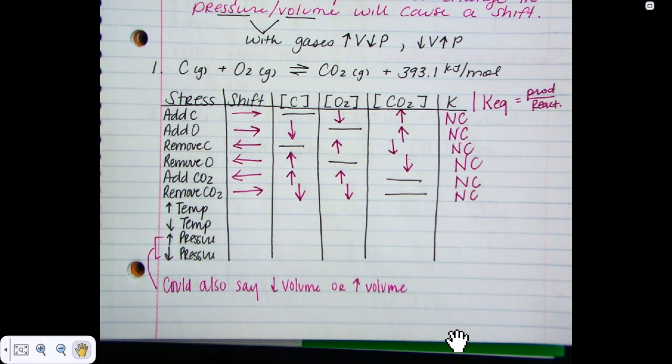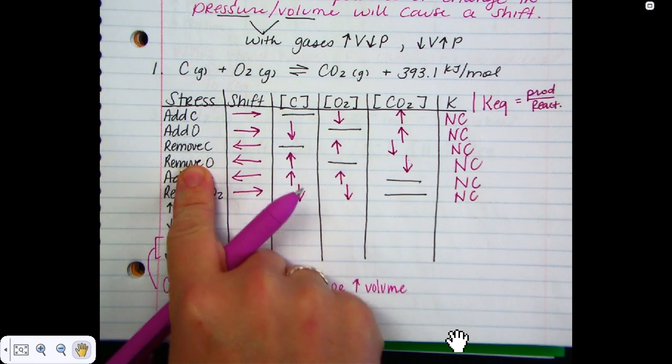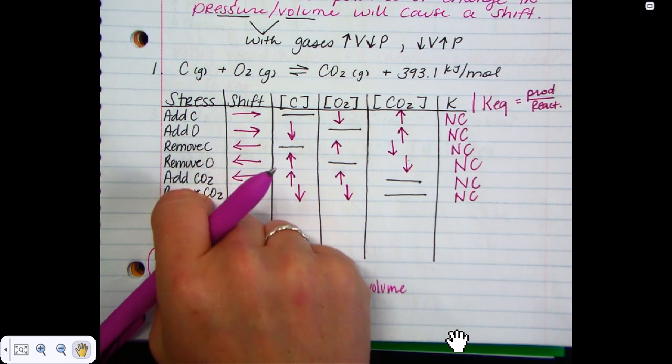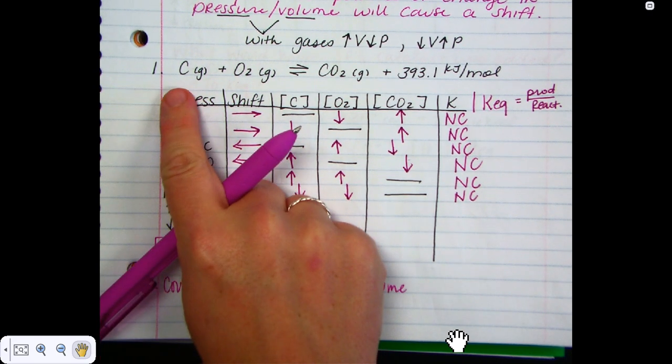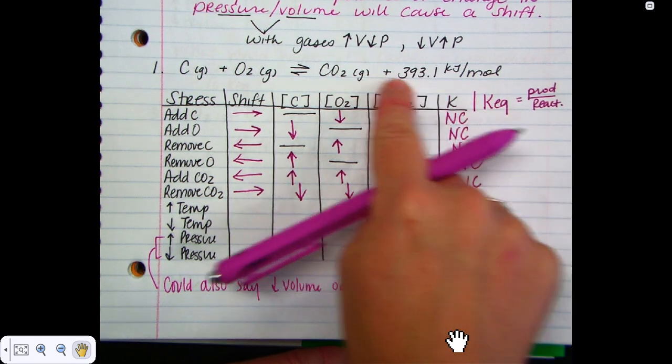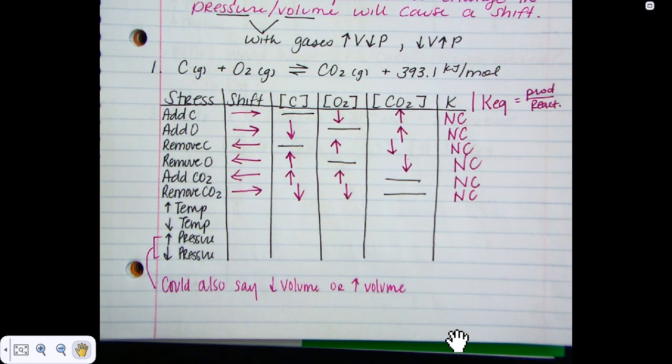Okay? So let's talk about temperature. You can think about temperature just like we did these reactants up here because your temperature is a reactant. In the forward direction, it's product, but in the reverse direction, it's a reactant. And so I can just think about it as adding and removing more temperature.